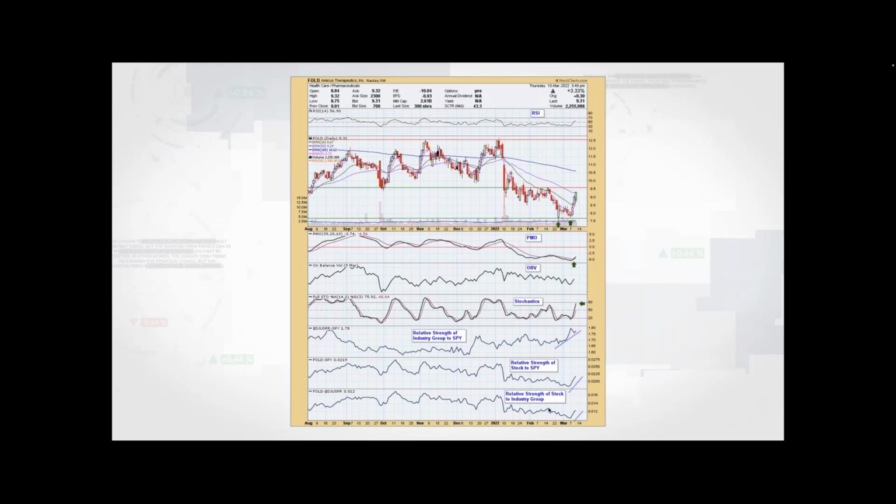But the one that I add that most people don't add is I look at the relative strength of the stock to its industry group. I want to know that, okay, I've got a great group going on here, but I want to find one that's showing leadership within the group. And that's what you can do when you compare the stock to its industry group for that relative strength line.